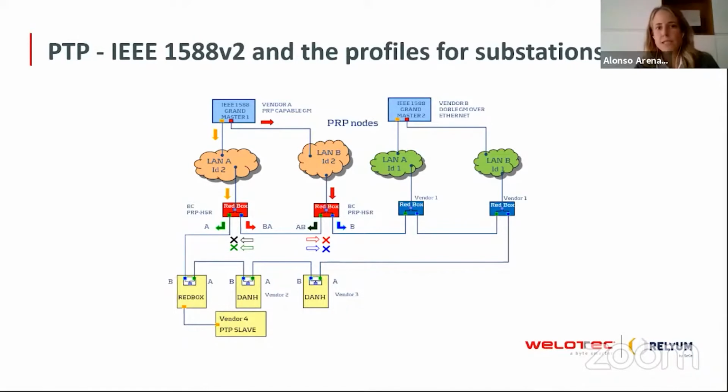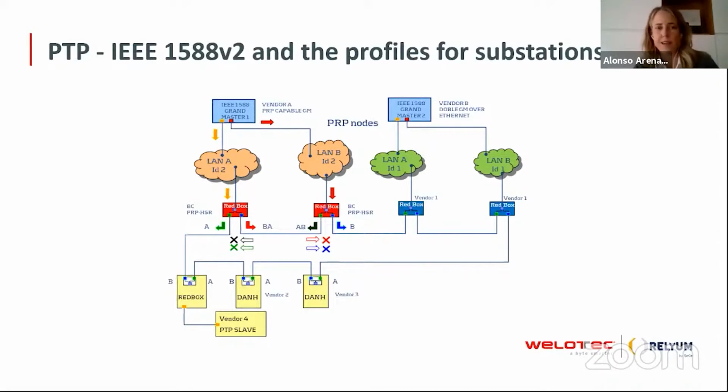So the good thing of this standard is that it covers multiple implementations of the redundancy in different systems and in different scenarios. It's a very, very open and flexible standard that can cover many needs in critical systems.